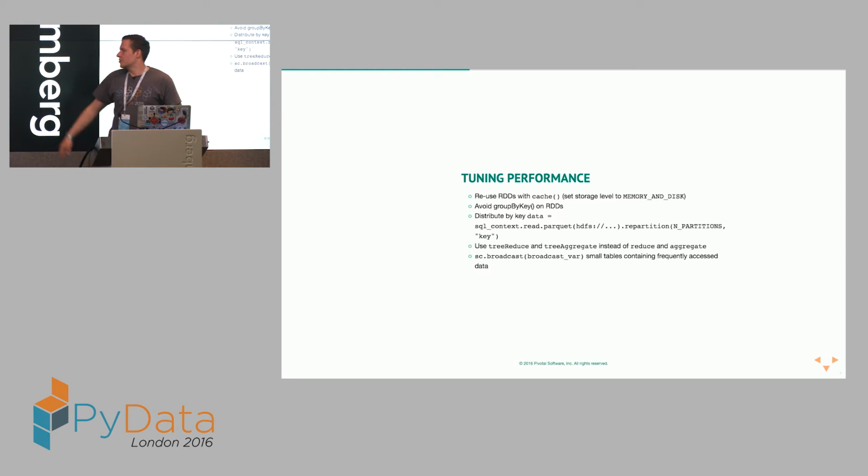And then two things here. Always prefer tree reduce and tree aggregate over the standard reduce and aggregate functions, because these use much more intelligent binary tree algorithms to compute these aggregates by computing intermediate results. Whereas with the standard reduce function, one node could become a huge bottleneck. And finally, if you have lookup tables, you should always broadcast these, or small tables with frequently accessed values, because otherwise these keep having to be shuffled around the cluster.